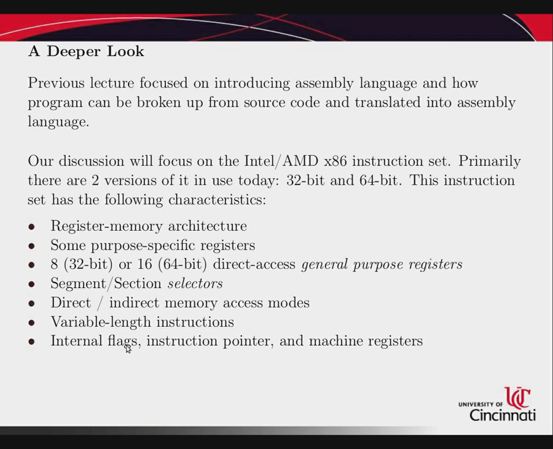In addition to these, it also has internal flags and an instruction pointer, which is whatever your current execution point is. So all your instructions are a sequence of bytes that live in memory somewhere. The instruction pointer is a register that keeps track of where that is. And then machine registers, which is just another set of registers that are used for various, typically system level interaction or system level features.